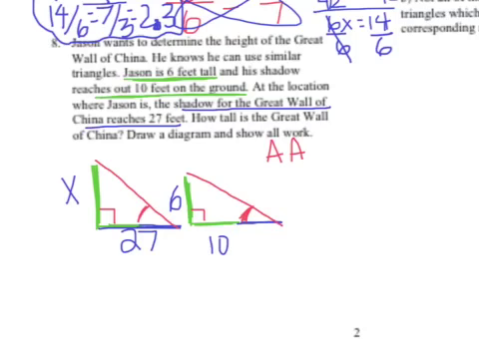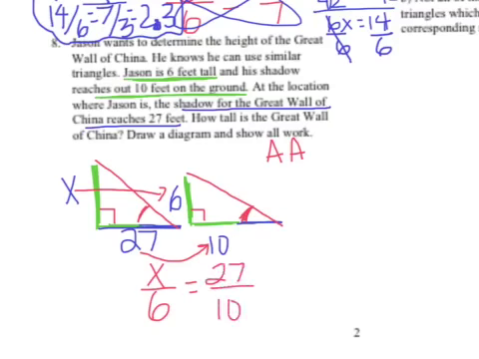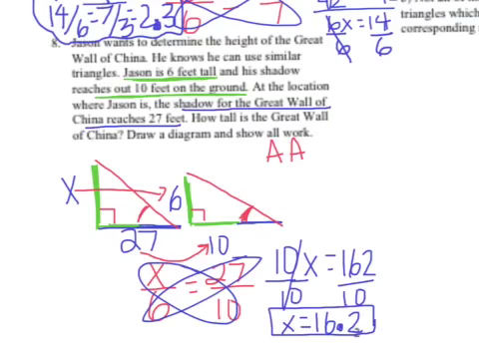We just have to set up proportions. So x goes to 6 the same way that 27 goes to 10, and you just cross multiply to solve. So when I cross multiplied, my final answer is 16.2 feet. That's how tall the wall would be at that point.